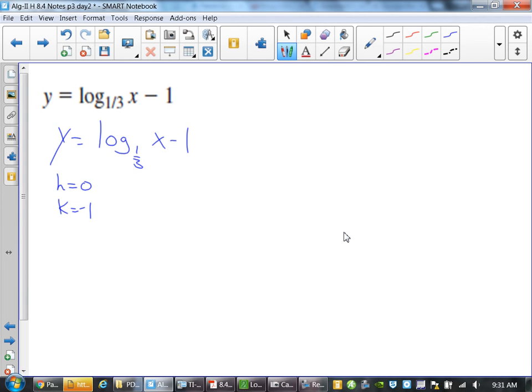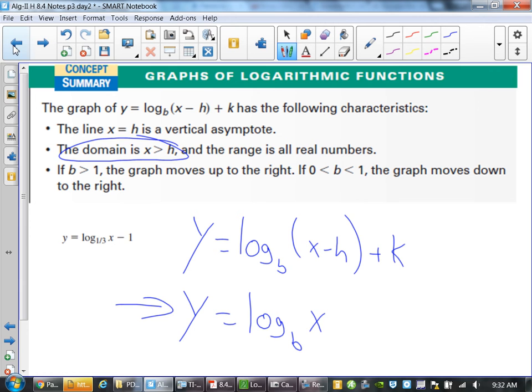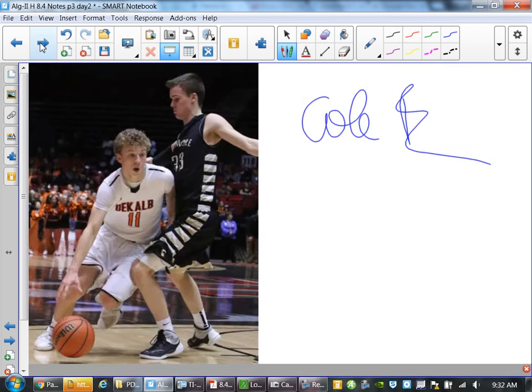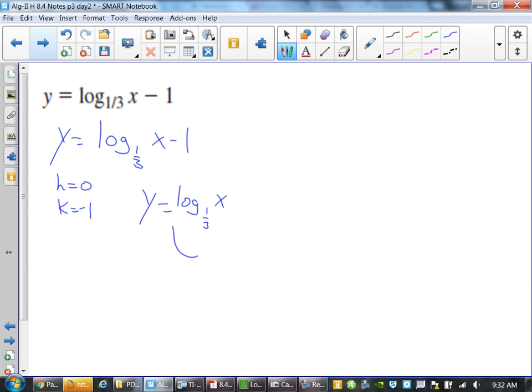So, parent function. Your parent function in this case is just going to be y equals log base 1/3 of x. Now, since this base is between 0 and 1, what direction does it go? Down and to the right. So we know it's going to do this. I usually put that little hook in there to know which way we're going. We all right with that?